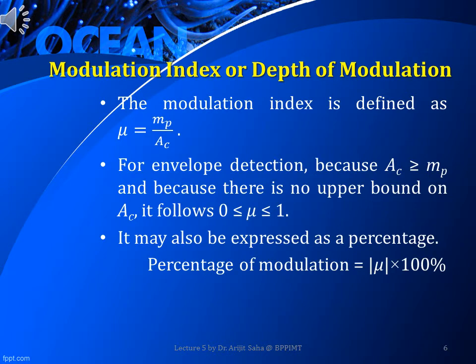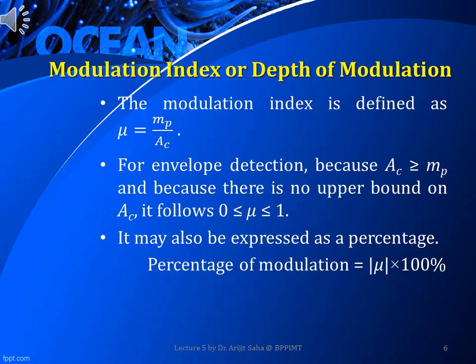What is modulation index or depth of modulation? It is a very important parameter. The modulation index is defined as μ = m_p / A_c. Now we already have an idea what A_c and m_p are. m_p is the peak amplitude of the message signal or modulating signal, and A_c is that of the carrier signal. So it is basically a ratio given by the above equation.